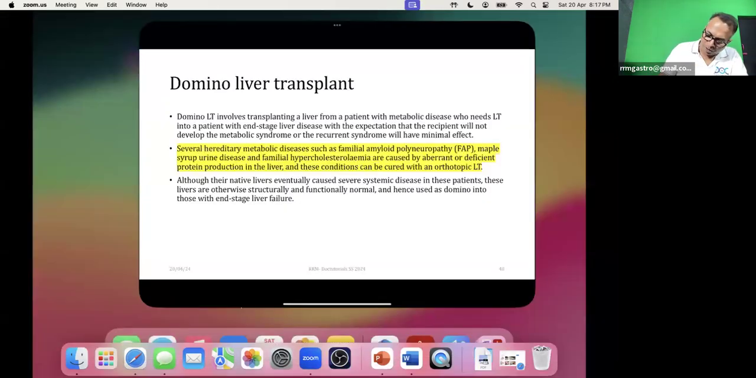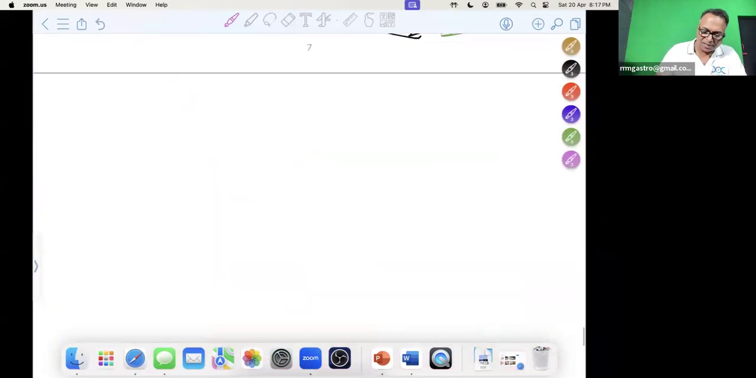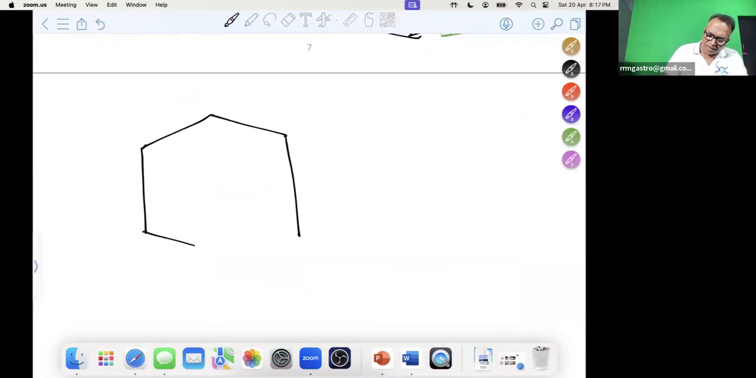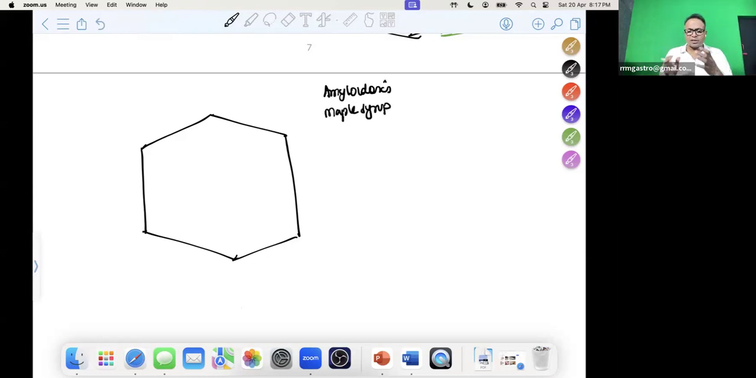Domino liver transplant. Most of you know this answer. This is a PG entrance question. Domino liver transplant is done for patients with familial amyloidosis and maple syrup urine disease. These are disorders with a protein chain dysfunction inside the liver. So this patient's liver is a good liver. It is characteristically a good liver, producing functional enzymes and so on. But some proteins which are needed are not produced in amyloidosis and maple syrup disease.